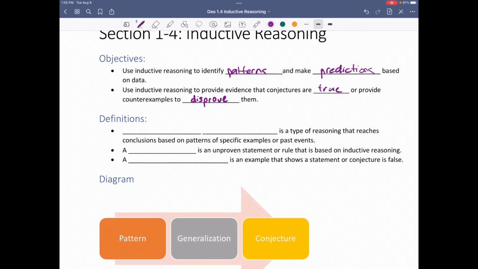Definitions. So an inductive... Stop. Say that again because you have to wait till it's read. Oh, I see. Now on to the definitions.